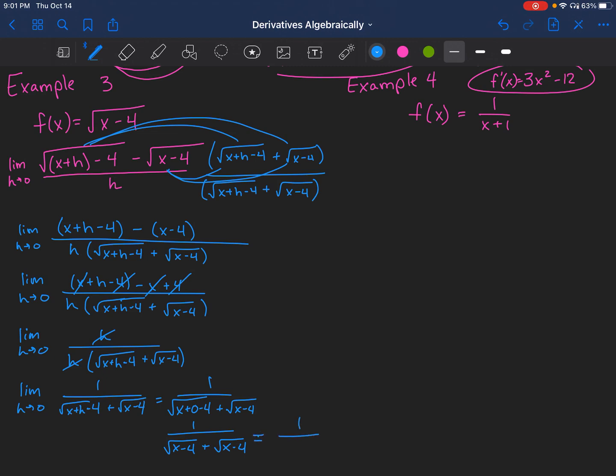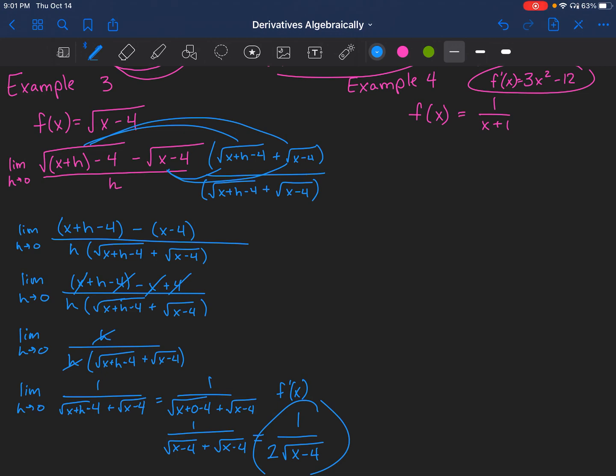So I'm going to rewrite that as my final answer. It's 1 over 2 times the square root of x minus 4. And that, my friends, is the final answer. That is my derivative, f prime of x. The final answer again, and I'll write it nice and pretty so you guys can see it clearly. All right, again, it's 1 over 2 times the square root of x minus 4. Okay, there we go. Want to make sure it looked nice.